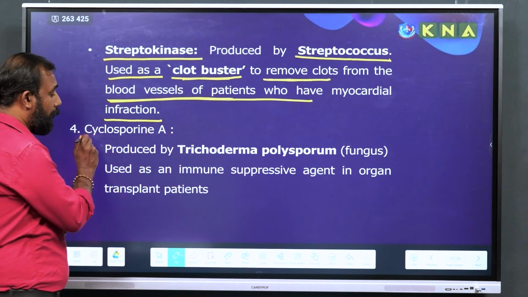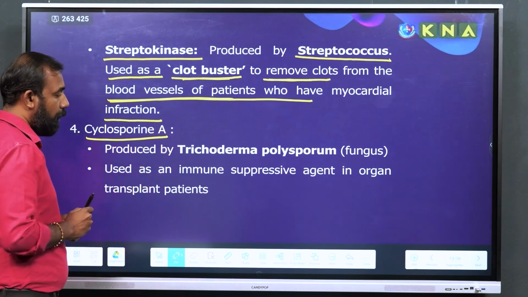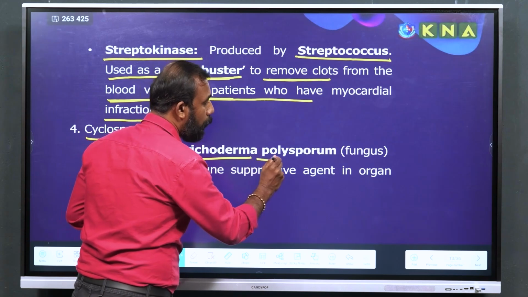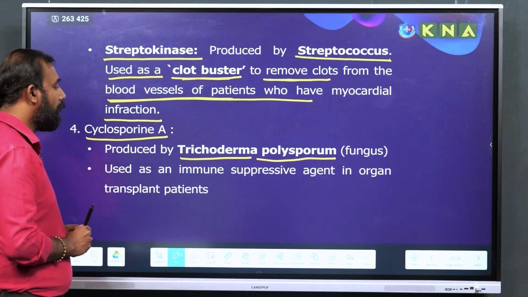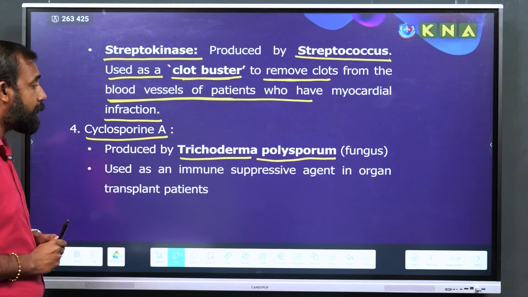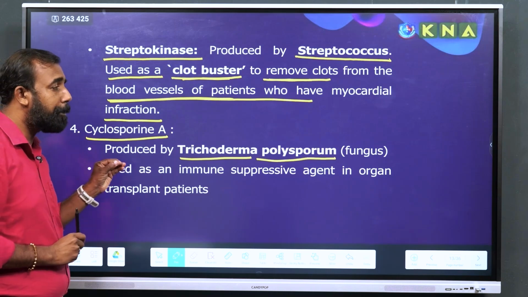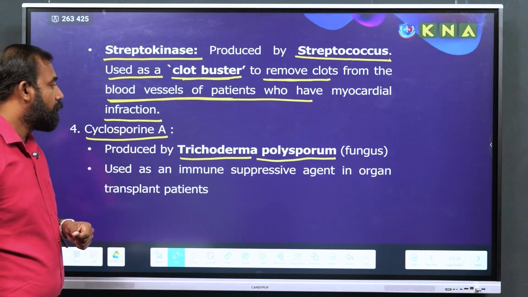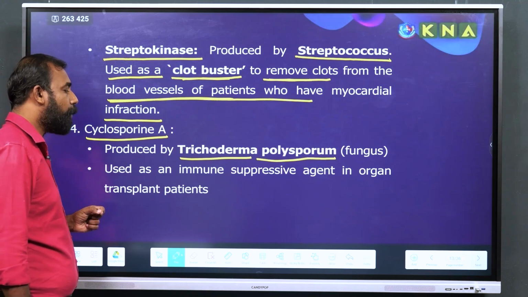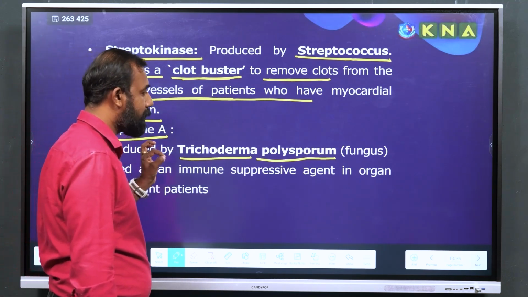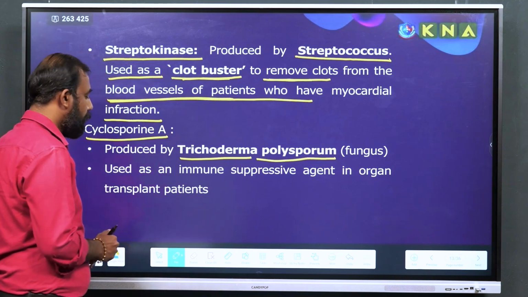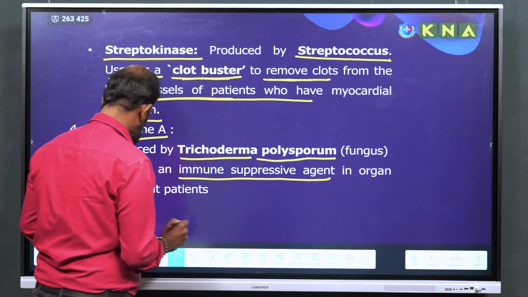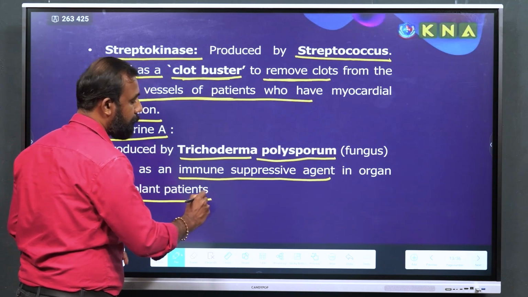It's very, very important. Cyclosporin A is produced by a fungus, Trichoderma polysporum. It's a very important point. So cyclosporin A is produced by the fungus Trichoderma polysporum. It is used as an immunosuppressive agent in organ transplant patients.